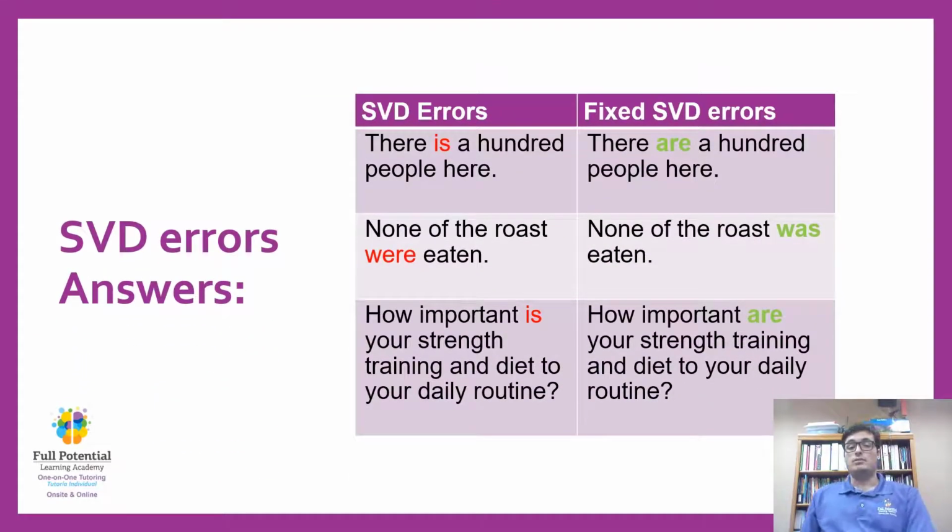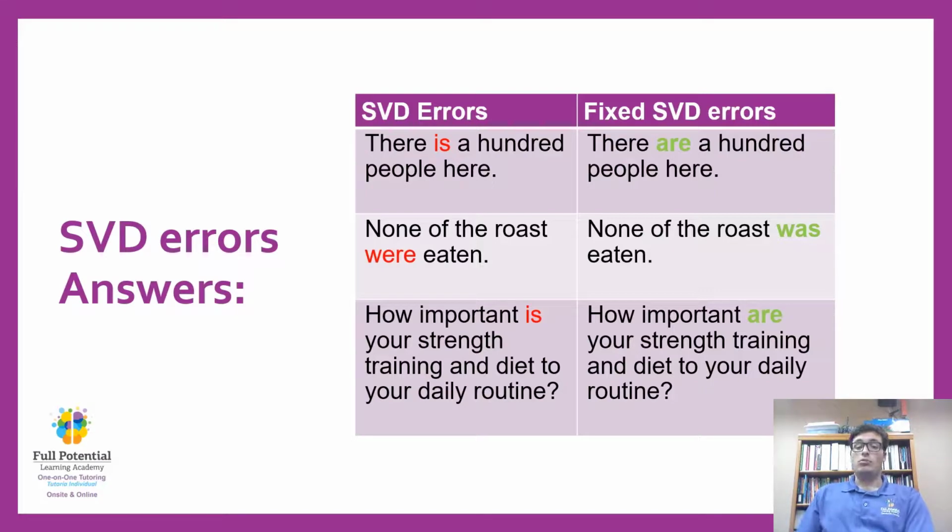Here are the answers now to the subject-verb disagreement practice that we have tried out. "There is 100 people" should be changed to "there are 100 people" because 100 people is plural; it's not focusing on a group, it's focusing on how many people there are. "None of the roasts were eaten" should be changed to "was eaten" because the roast itself is singular, and also because of the "none," which is also singular. And "how important is your strength training and diet to your daily routine" should be "are," because it's talking about strength training and diet as two separate entities.